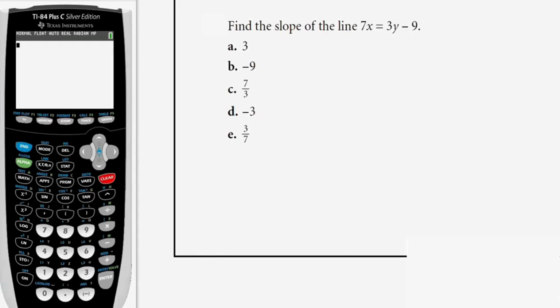In this video, we are going to learn how to solve this ACT math question easily and fast using the TI-84 Plus scientific calculator. Alright, so the question says find the slope of the line 7x equals 3y minus 9. Okay guys, this question is very simple with the calculator I'm going to show you.